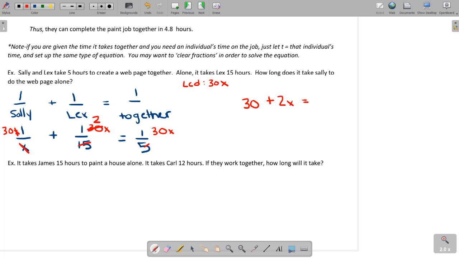And then 5 goes into 30 6 times, so that gives you a 6x. So now we have an equation to solve. We're going to subtract the 2x from both sides.